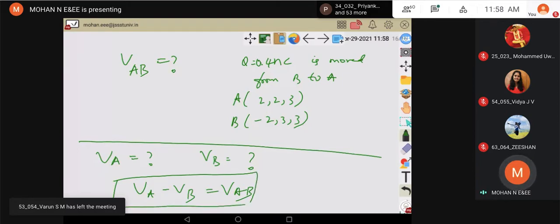First, you have to solve for VA. Next, you have to solve for VB. Then you can solve for VAB. I'll just leave this slide for a few minutes. Please solve for absolute potential VA and VB and VAB.